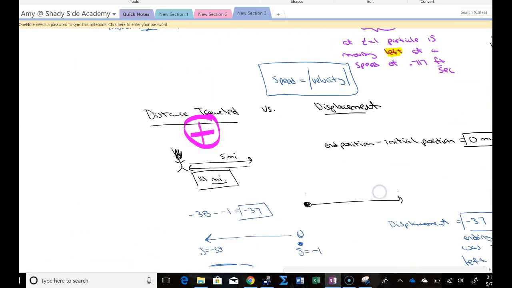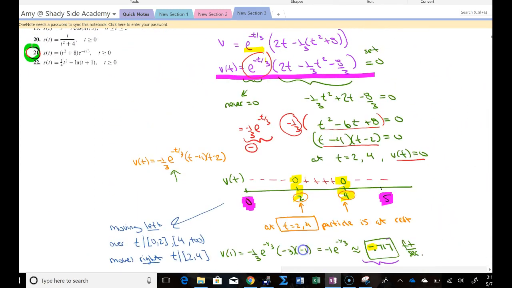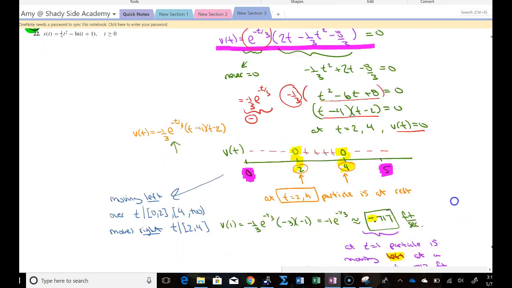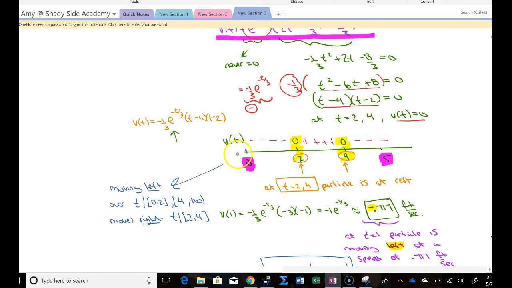What we talked about in this part of the screencast, the new ideas here, is speed versus total distance. We did a curve analysis in terms of the sign of v, which tells us whether the particle is moving left or moving right.